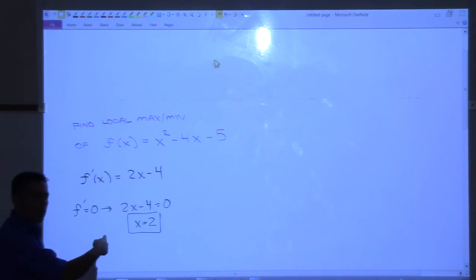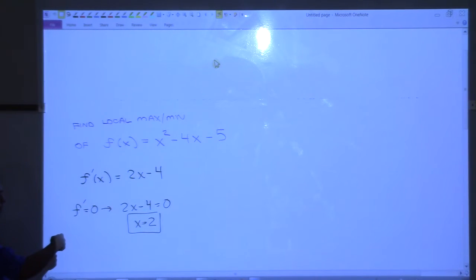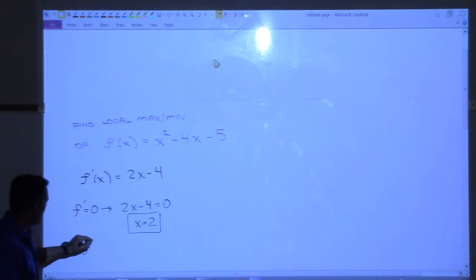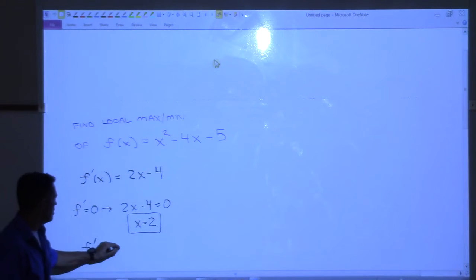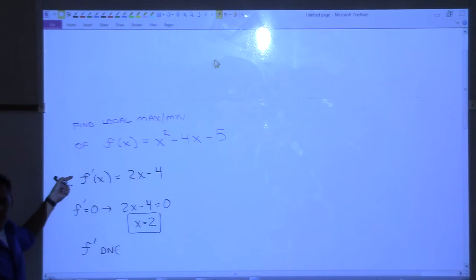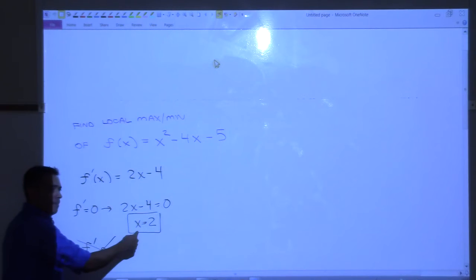So that's a critical number, right? Now we figure out where that thing is undefined or does not exist. Does the derivative ever not exist? No, it's a nice line, right? So don't worry about that. Okay, so we have a critical number, right?